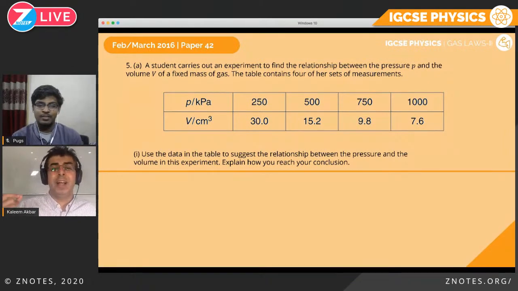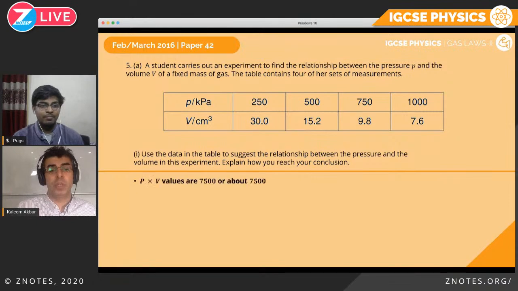Guys, a lot of students will look at this and go, well, I don't know what's happening. Pressure goes up, volume goes down. That's not what they're after. Remember, P times V is a constant. So what they want you to do is multiply 250 by 30, 500 times 15.2, 750 times 9.8, 1,000 times 7.6. And what you'll get is all the values are roughly speaking 7,500. In other words, P times V is a constant.